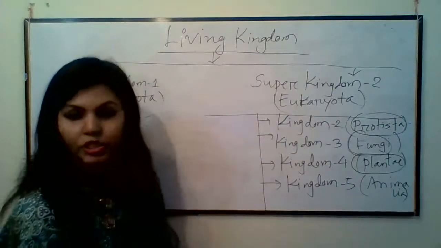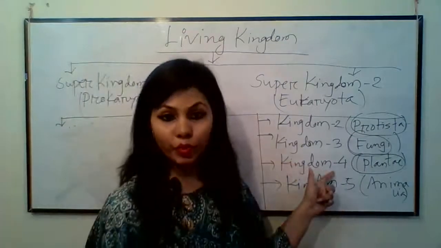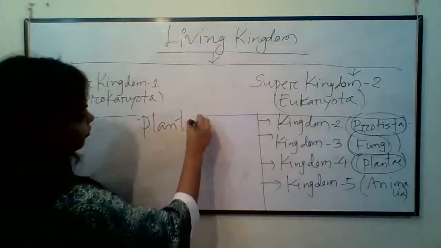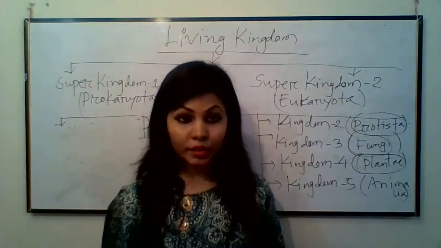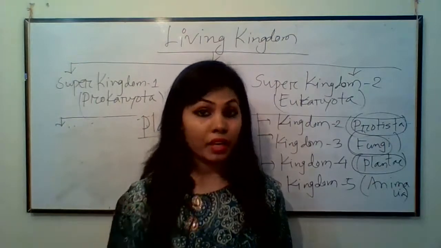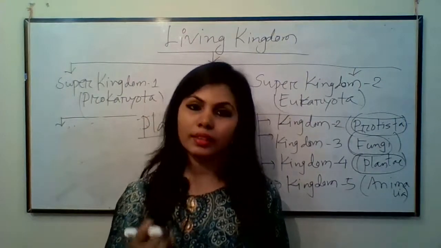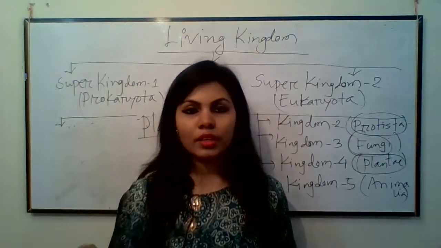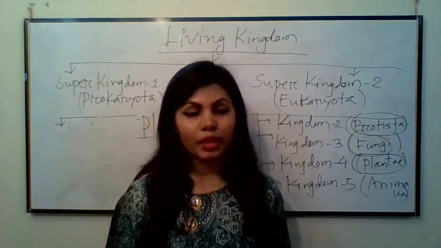Well, so now let's talk about plantae, kingdom number 4. They are especially photosynthetic and eukaryotic. Number 1 characteristic of plants is that they are photosynthetic and eukaryotic, and well advanced tissue systems are found in them, and they reproduce both sexually and asexually. Different types of ways are there in plant reproduction.